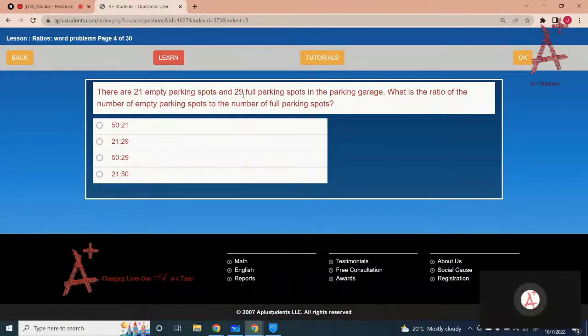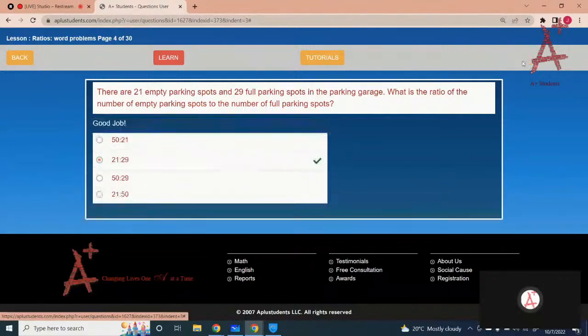Got it? You have to write the ratio of the empty parking to the full parking. So empty ones are 21 and full parkings are 29. So it is 21 ratio 29. Got it? Select the correct option and click on the OK button.